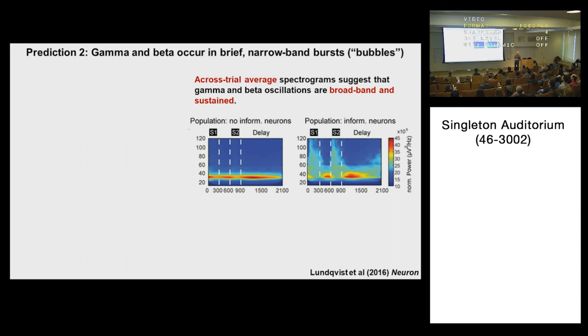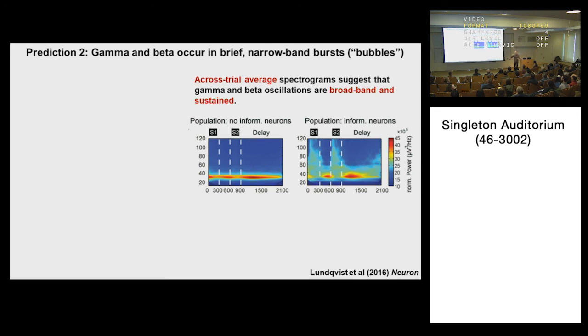So another prediction of the model is that gamma and beta occur in brief narrowband bursts. Now, you can see this here. We see this continuous beta here, and more or less continuous beta with a little bit of interruptions and long duration gamma, at least during stimulus presentation.